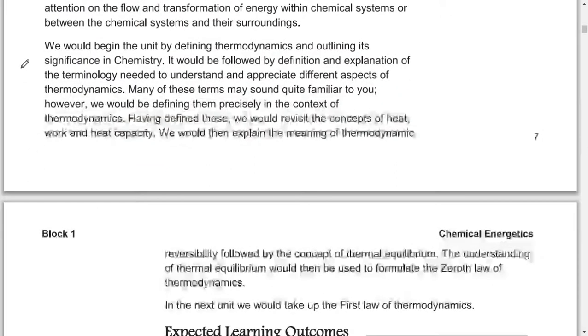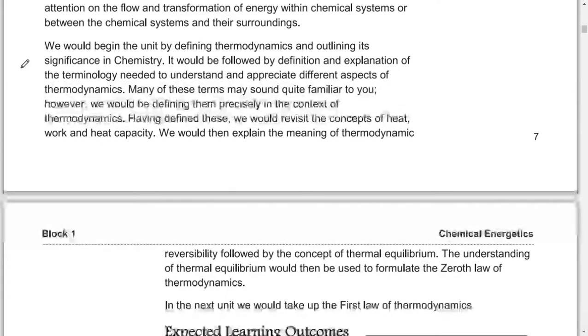We would begin the unit by defining thermodynamics and outlining its significance in chemistry. It would be followed by a definition and explanation of the terminology needed to understand and appreciate different aspects of thermodynamics. Many of these terms may sound quite familiar to you, however, we would be defining them precisely in the context of thermodynamics. Having defined this, we would revisit the concept of heat, work and heat capacity.